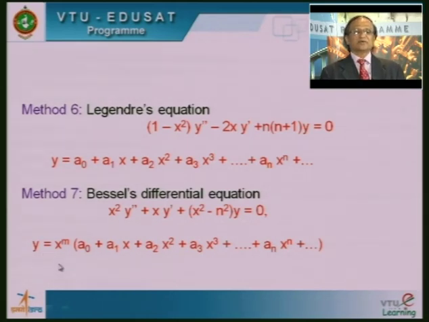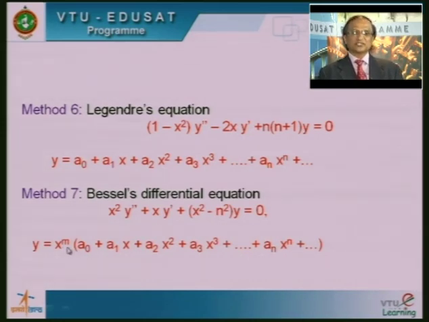In this form means you can assume y is equal to x to the power m into the bracket a naught plus a1 into x plus a2 into x square plus a3 into x to the power 3 plus next term a4 x raised to 4 and so on, an x raised to n plus so on. Is it clear? By assuming this form, we can find the solution of this differential equation. It is also like the Legendre differential equation. Here also we want to find the value of a2, a3, a4 and so on, the value of an.